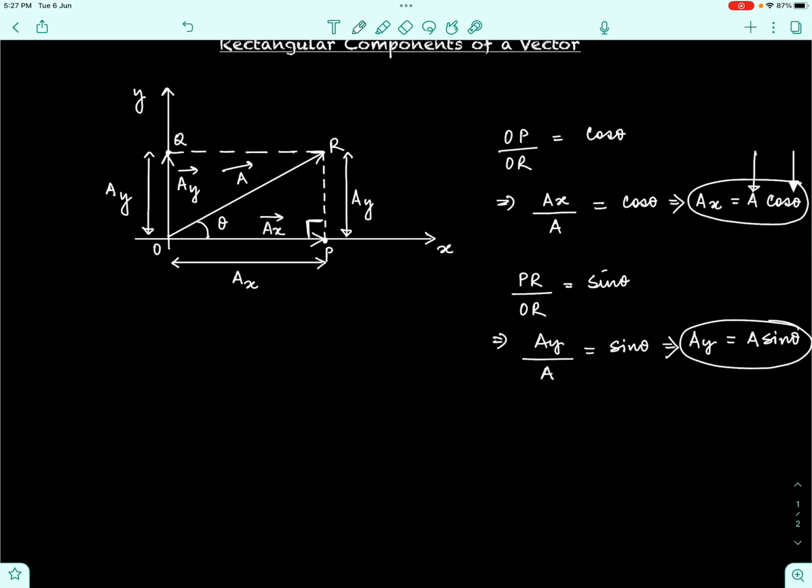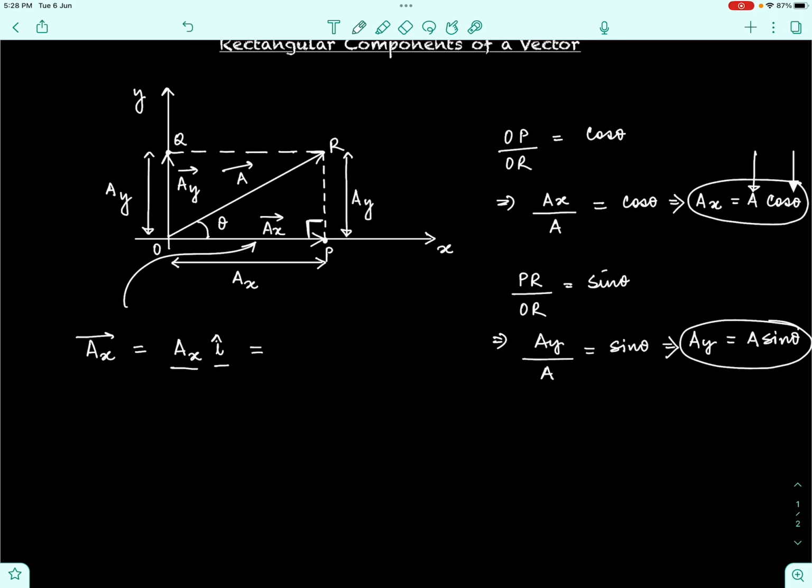Now, what we have obtained here are just magnitudes. In order to get the vector components, that means vector Ax, we need to add the direction of the component along with its magnitude. So, vector Ax will be the magnitude Ax times its direction. Now, as we see here, this vector Ax is pointing along the positive x axis. So, we know what a unit vector that points along the x axis is, right? It is i cap. So, if I just write i cap along with Ax, I will get the magnitude of vector Ax and its direction together, right?